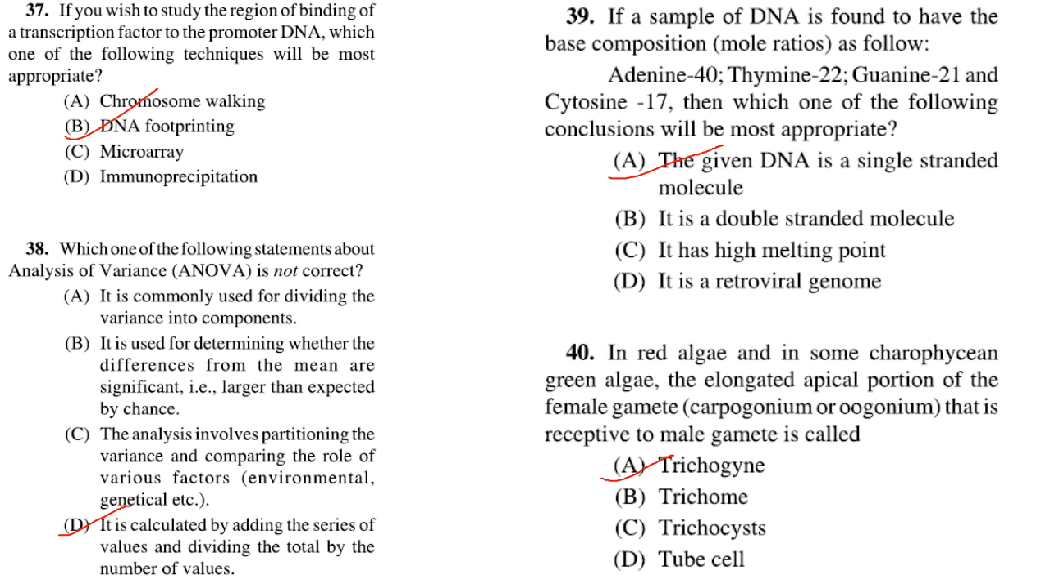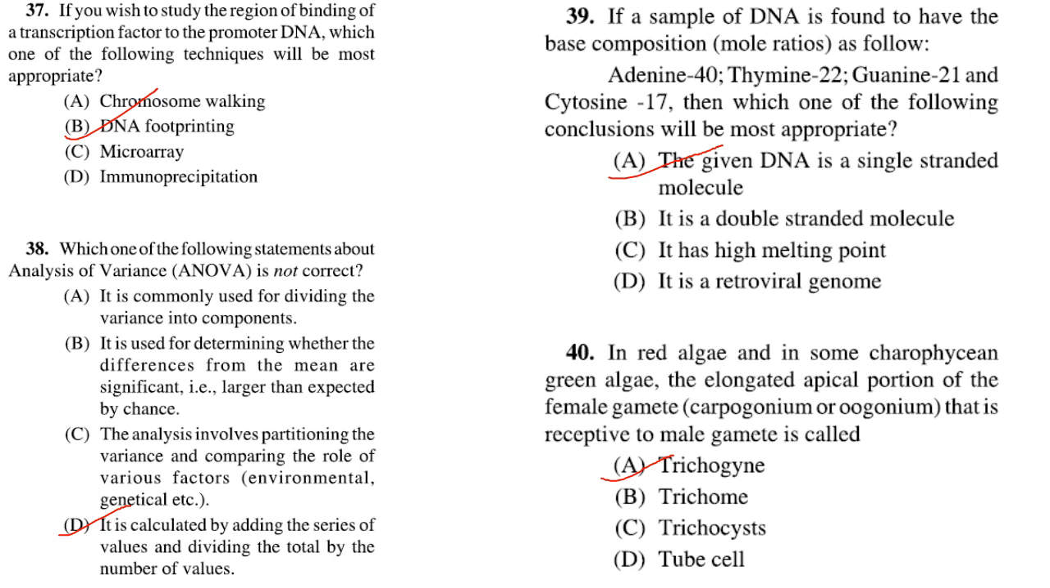And next one. If a sample DNA is found to have the base composition as follows: adenine 40, thymine 22, guanine 21 and cytosine 17. Then which one of the following conclusions will be most appropriate? The given DNA is single-stranded DNA molecule. That itself is correct because thymine is not having the same number as adenine molecules. If it was double-stranded, then adenine will be equal to thymine, guanine will be equal to cytosine. But the number of adenine molecules is different from the number of thymine molecules. So it is a single-stranded DNA molecule.